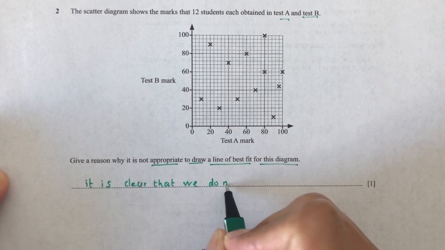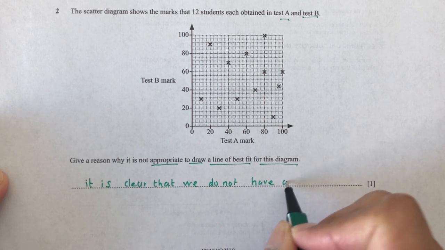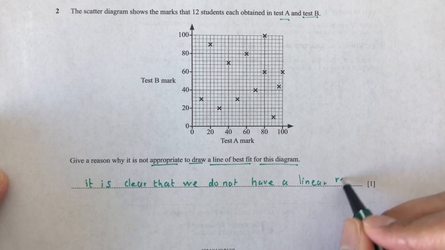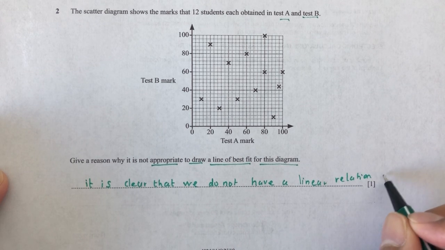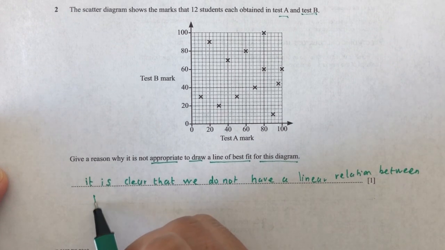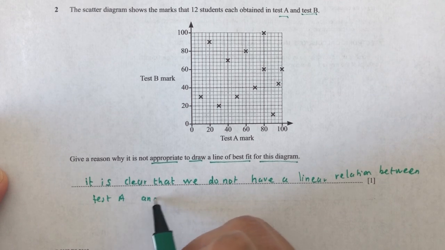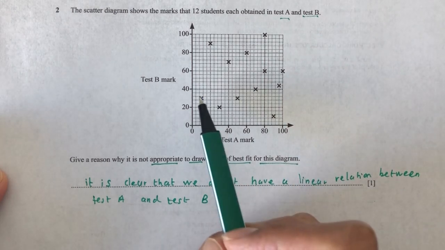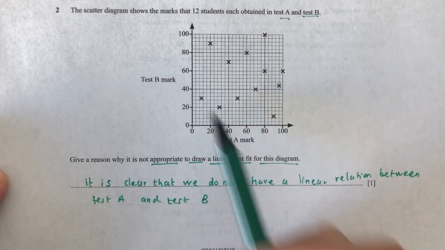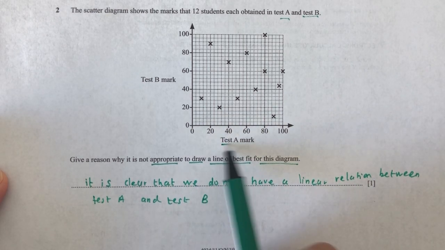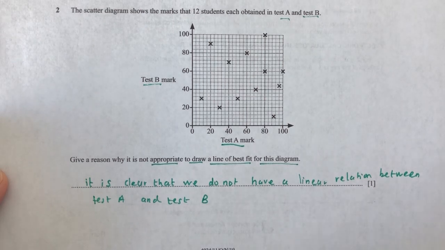So your answer will be, it is clear that we do not have a linear relationship between the two sets, between test A and B. So that is the reason why you cannot draw a straight line in this, because you can see the answers are pretty much everywhere in the graph. So there's no straight relationship between test A and test B. That's why you cannot draw a straight line in this.